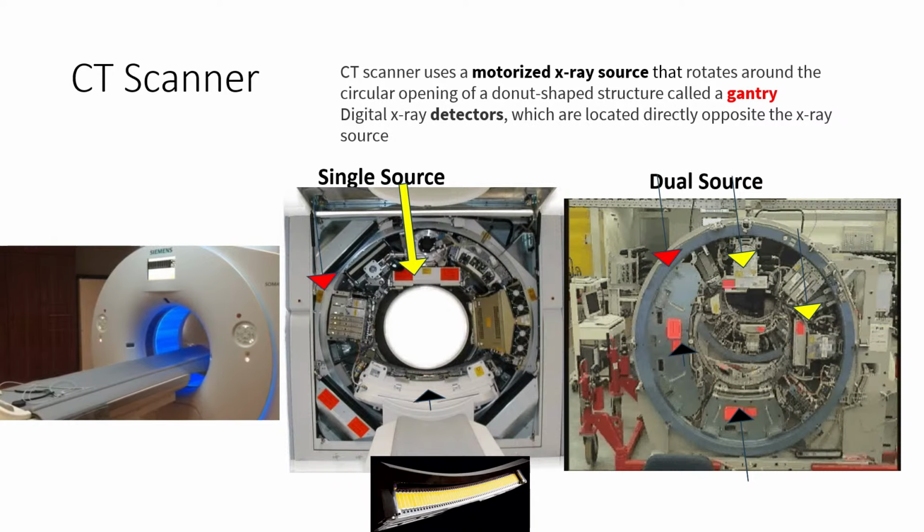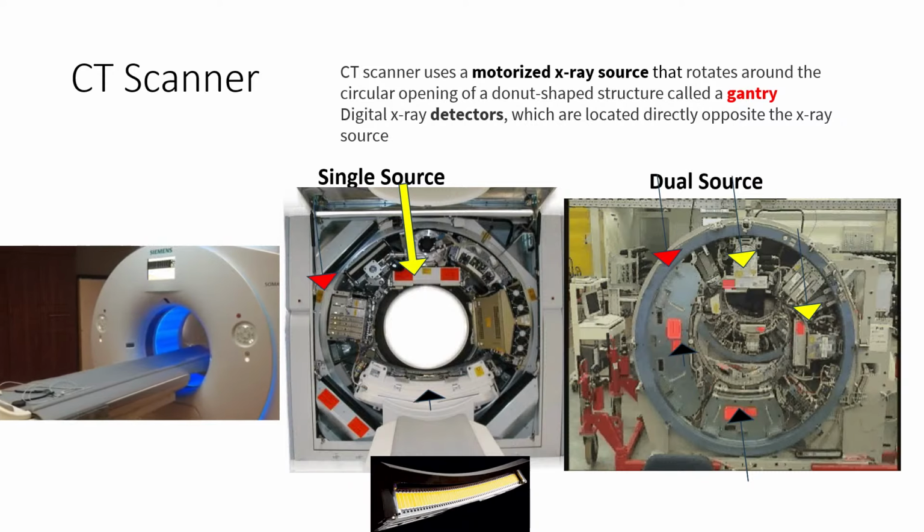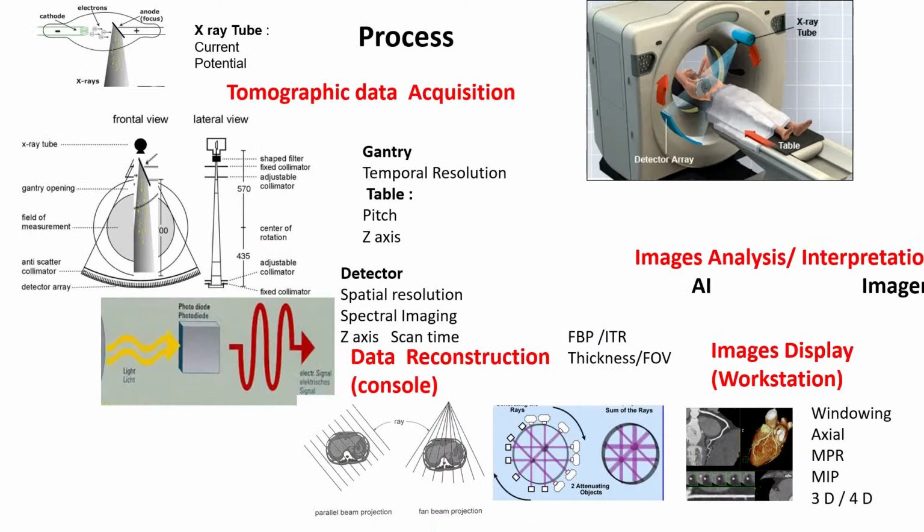So note that the X-ray source and detectors only rotate through the hole. The patient is the one that goes through that gantry to be imaged. Okay, so what is the process?